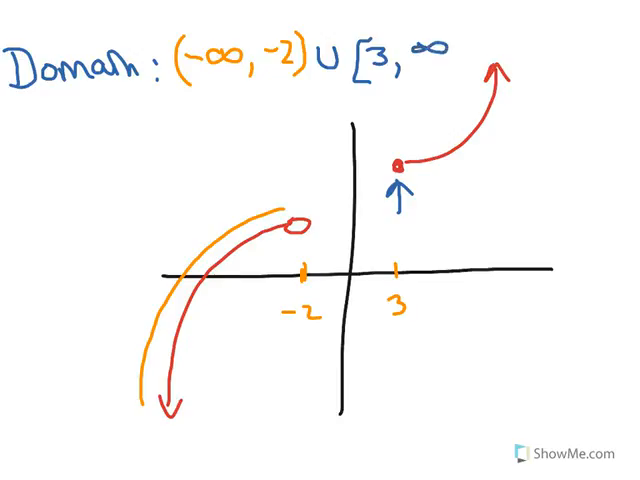And remember, your infinities never, ever, ever will have a bracket. Your bracket only goes to a point if you know that's exactly where it stops at, or starts at.